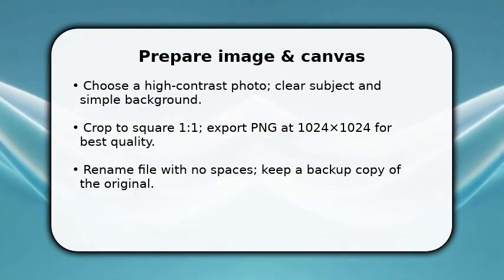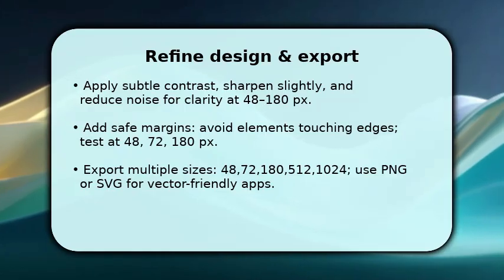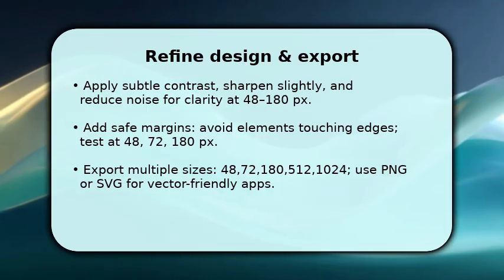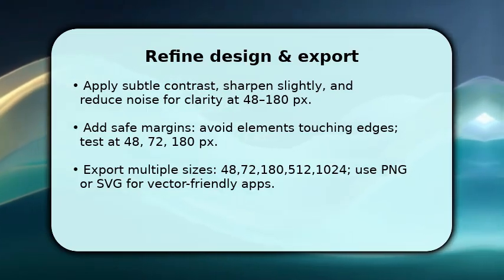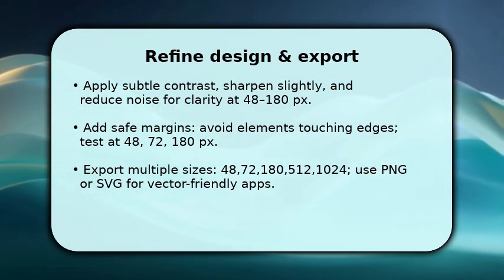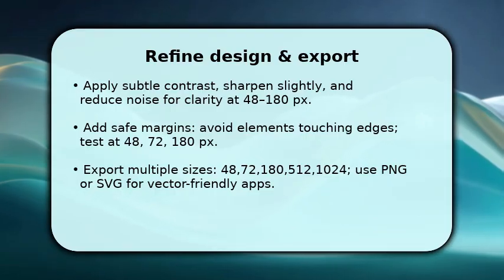Boost contrast, apply light sharpening, and denoise. These steps preserve recognition when small. Once done, add safe margins so key elements aren't cut off by rounding or padding. Make test exports at 48, 72, and 180 pixels to verify legibility.